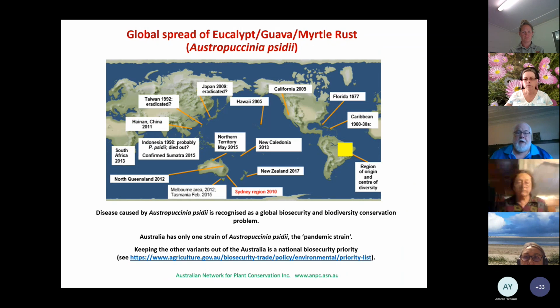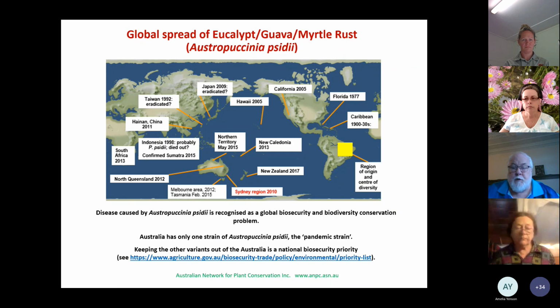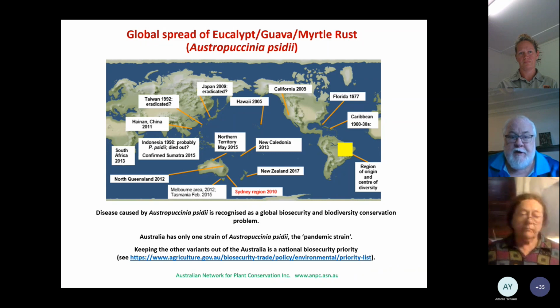So myrtle rust is a fungal pathogen. It originated in South America, and that's its centre of diversity. There are multiple strains in South America. Some of those got into the Caribbean and North America between the 1900s and the early 2000s. And a particular strain known as the pandemic strain broke out into the Pacific region from about 2005 onwards, and as I say, was first detected in Australia in 2010. So in the Southwest Pacific, we only have this one strain of the pathogen so far, but there are other strains in South America and one odd one in South Africa, which could arrive here and do even more damage.